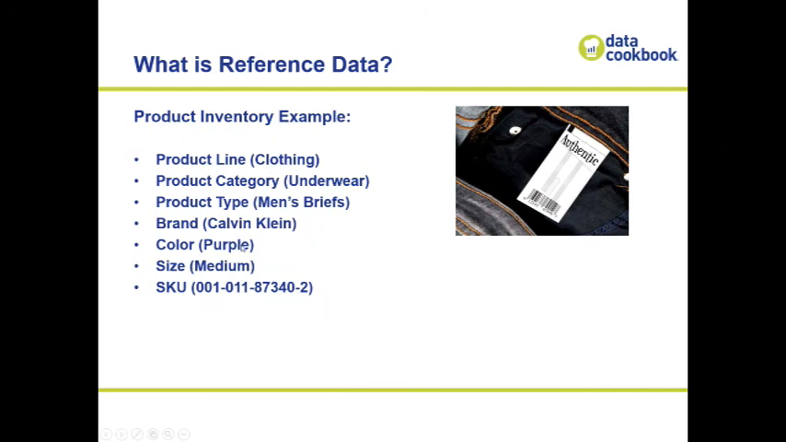Like, you have a set of valid product types within the product category, maybe, or valid product categories within the product line. Now, it's not a coincidence that I chose men's purple Calvin Klein briefs. If you've already got this reference, congratulations.